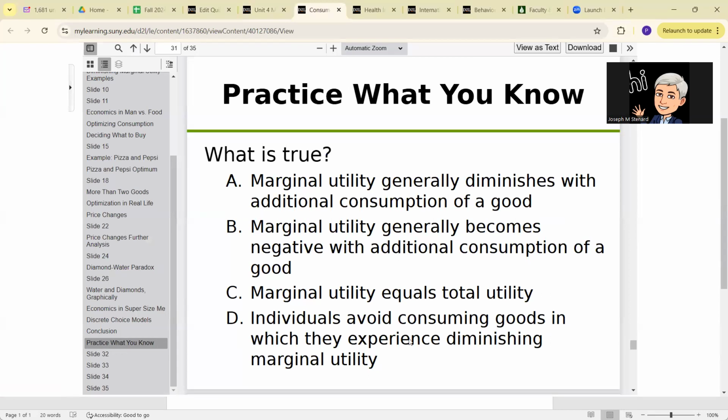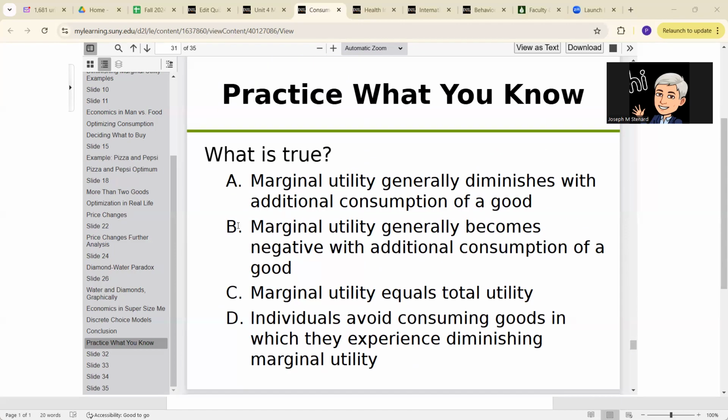So which one of these is true? That marginal utility generally diminishes with additional consumption of a good? Yes, that's usually true. Marginal utility is the extra benefit that you get from consuming one more unit. If you're really hungry, the first hamburger you have is delicious. The second one is pretty good. The third one is not as delicious or satisfying as the first one. You have the law of diminishing marginal returns. So A would be the correct answer there.